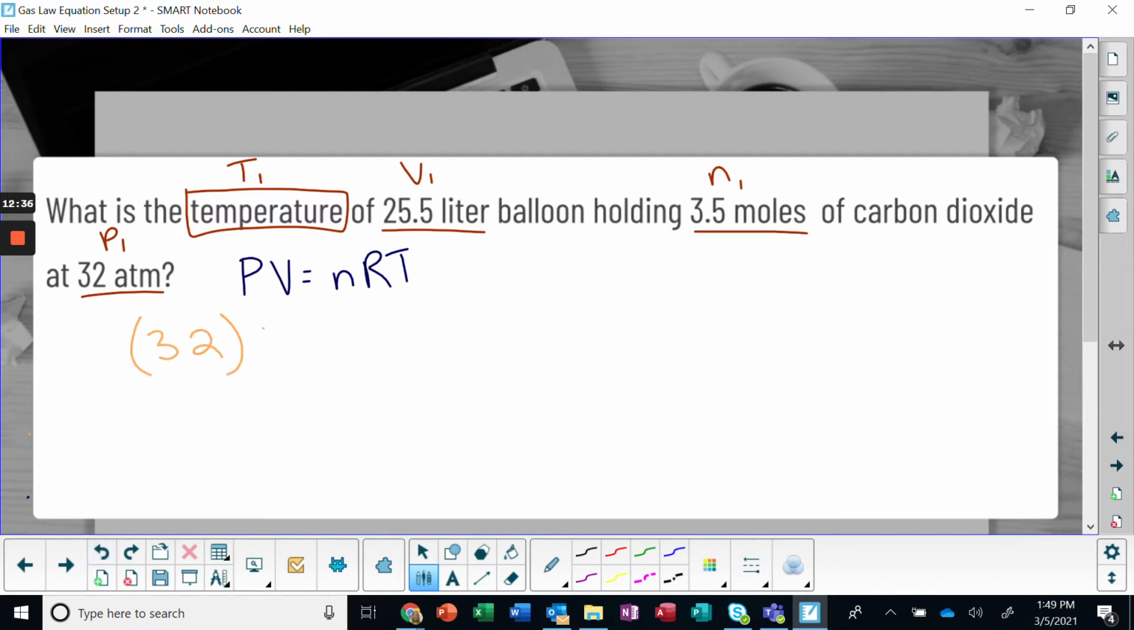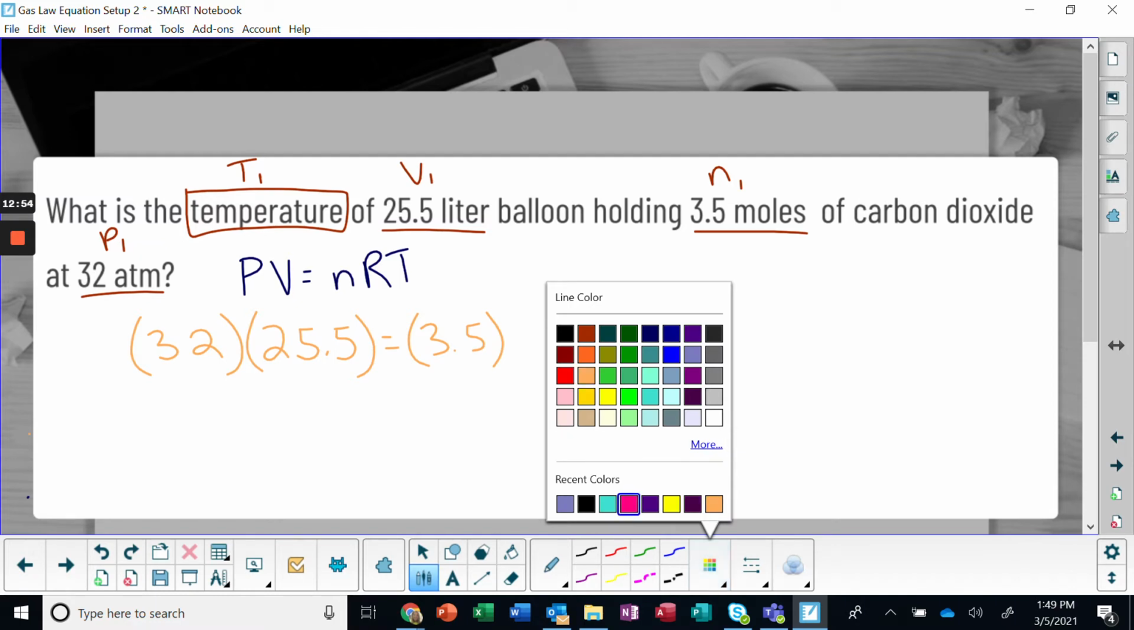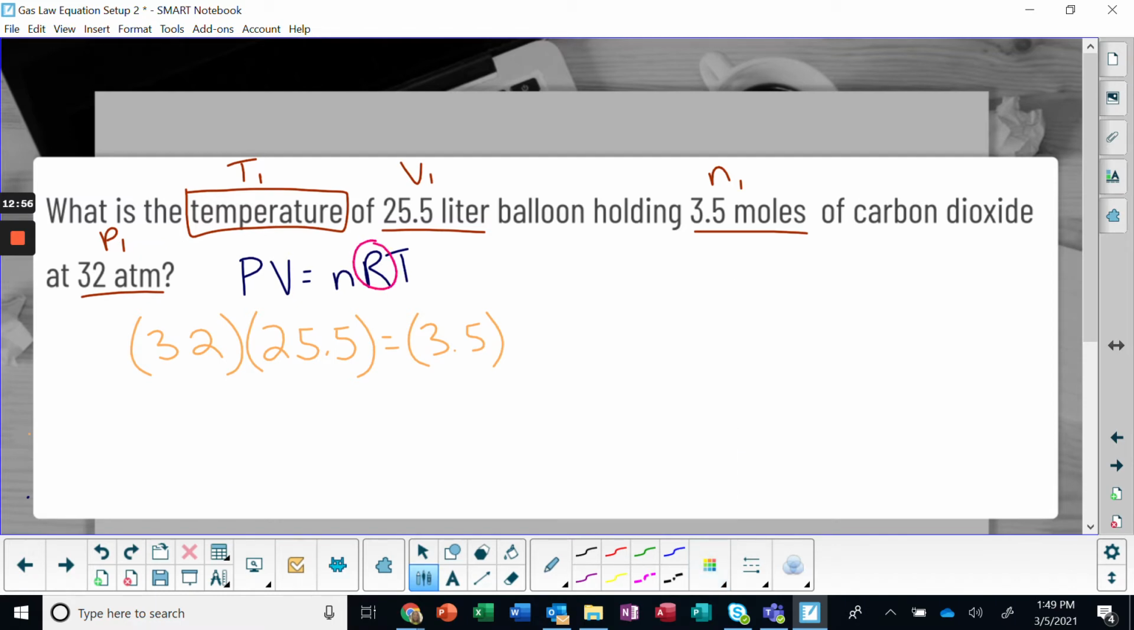The V is 25.5. The N is 3.5. The R, well, R is a constant, right? Go ahead, let's put that in hot pink, right? So remember, R is the ideal gas constant. So you must get this from the star chart.